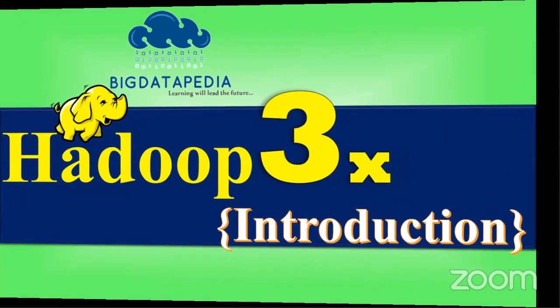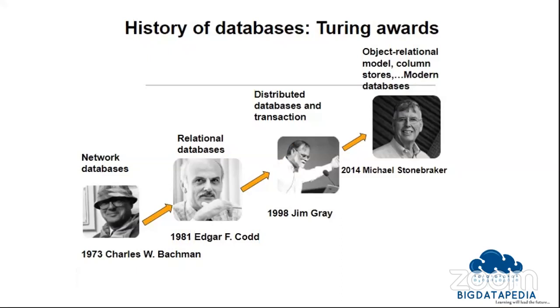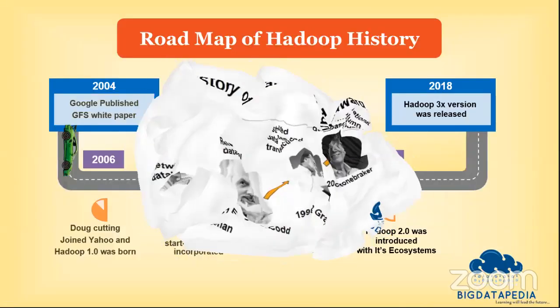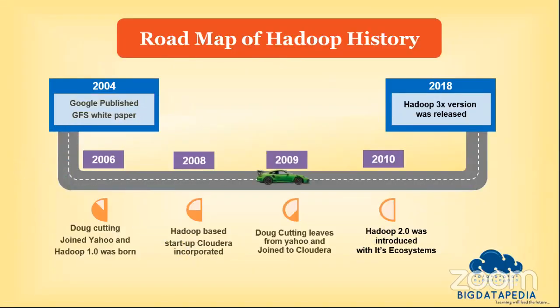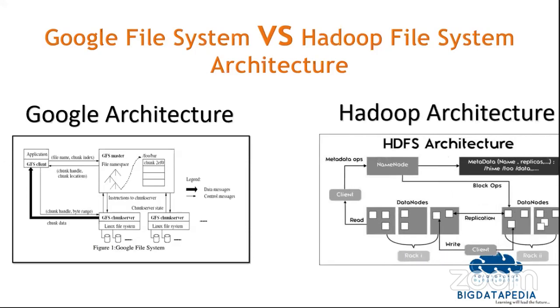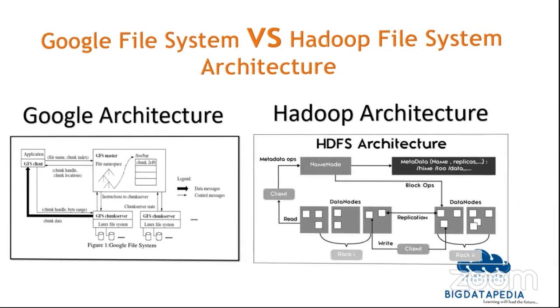Okay, so the history of databases, where we are using databases, and why we need to move to a big data platform, especially Hadoop, that we discussed yesterday. We also discussed a roadmap of history, and then the difference between the GFS file system and the Hadoop file system for comparison purposes.